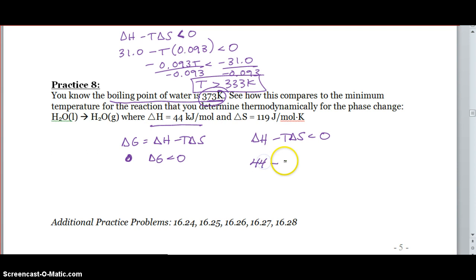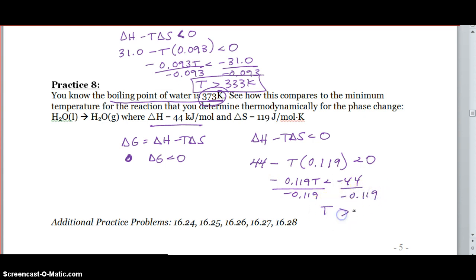So we've got 44 minus temperature times 0.119 is less than 0. So negative 0.119 T is less than negative 44. Divide both sides and flip our inequality. So the temperature comes out to greater than 370 Kelvin, which if you compare to the boiling point is pretty close. And so that's why water boils spontaneously when it gets to 100 degrees Celsius.